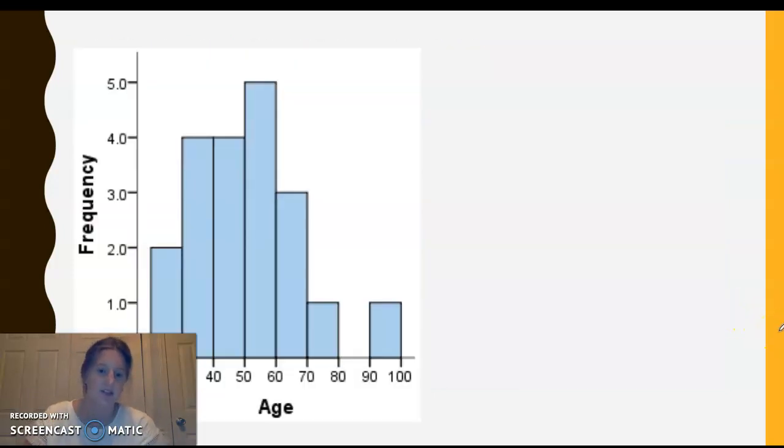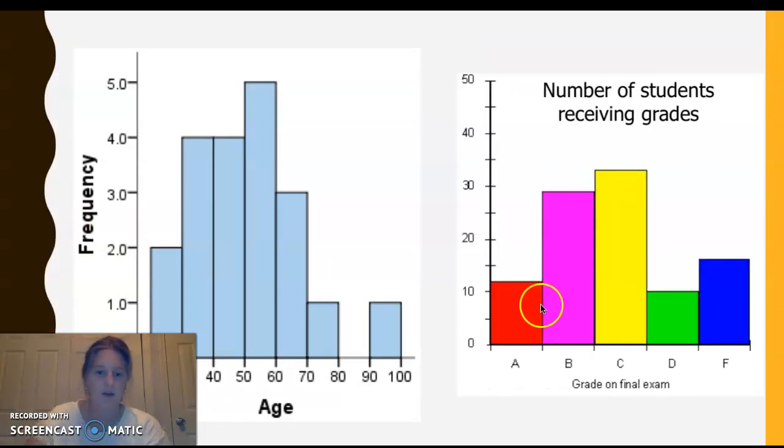Here's another example of a histogram. And another one. You notice how here we have a gap, there's no bar, and all that means is there's no one aged 80 to 90 in the data set.